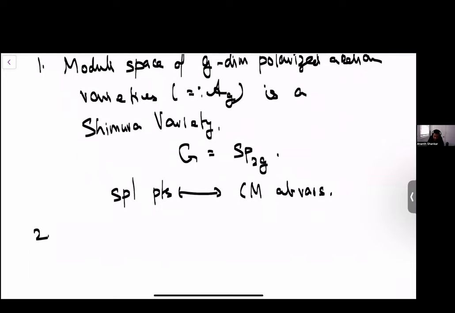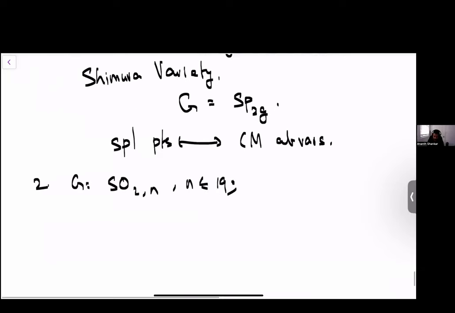Then if you were to take an orthogonal group with an appropriate real signature, you get a Shimura variety that parameterizes polarized K3 surfaces.